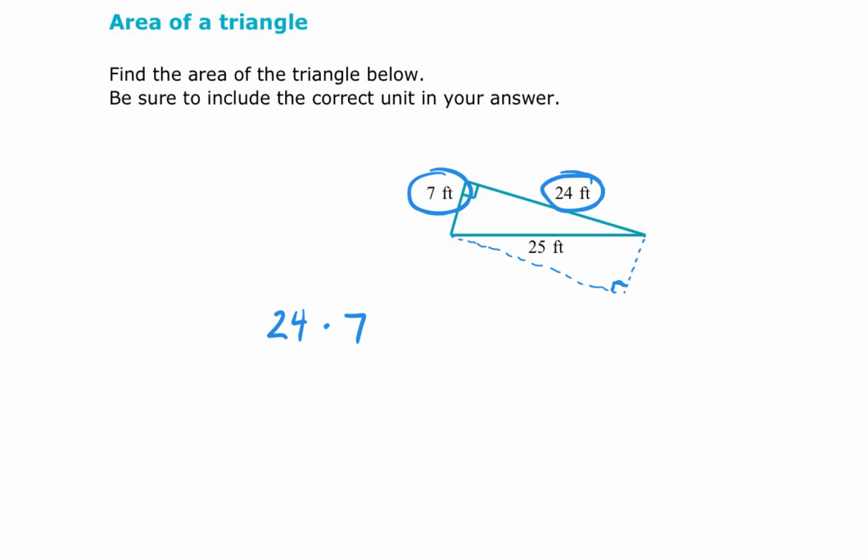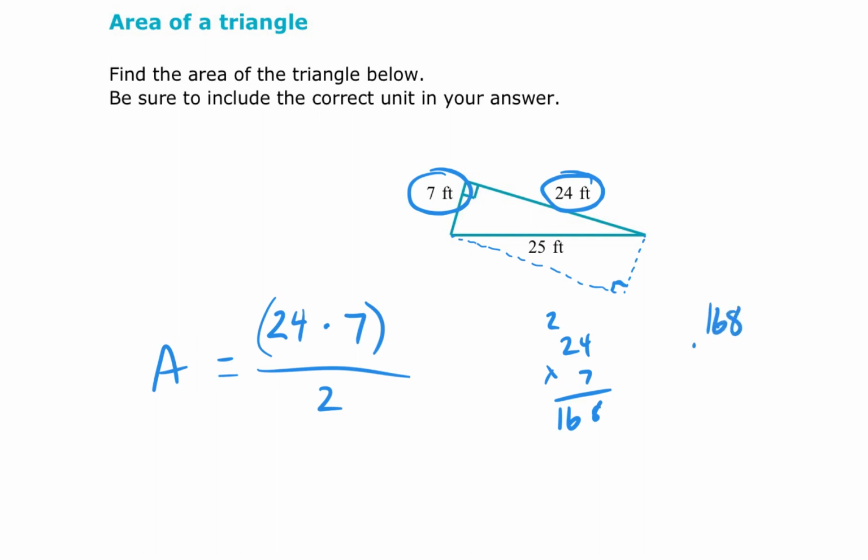We'll then cut that in half. So 24 times 7, and then we're going to divide that by 2 will give us the area. 24 times 7 is 168. 168 divided by 2. And 2 goes into 8 4 times with no remainder. So our area is going to be 84 square feet.